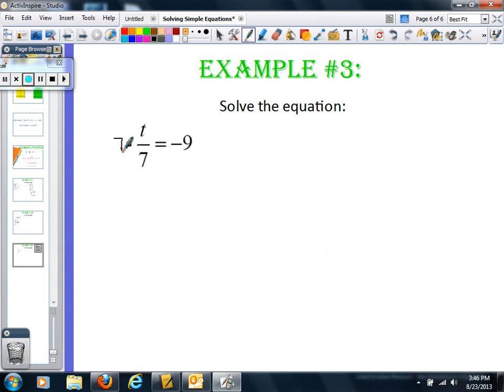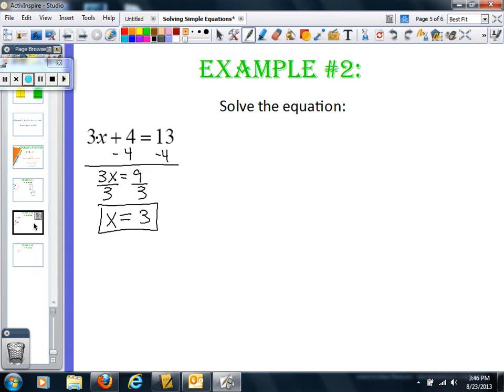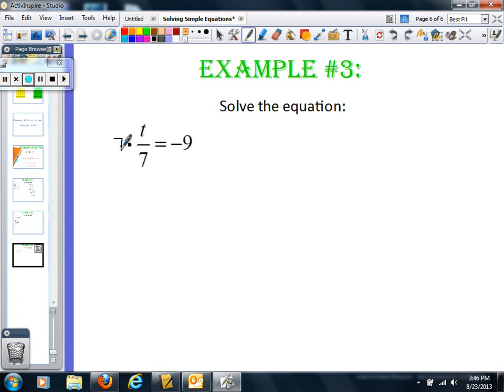So now my 7, just like back here in this one where we had 3x over 3, and we said 3 divided by 3 was 1x, here you have 7t over 7. The 7s will cancel out and give you just t equals, and we're going to multiply by 7 over here, and negative 9 times 7 is negative 63. And that will give us our answer for example number 3.